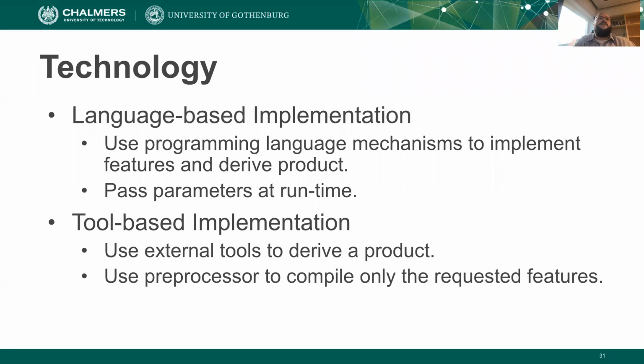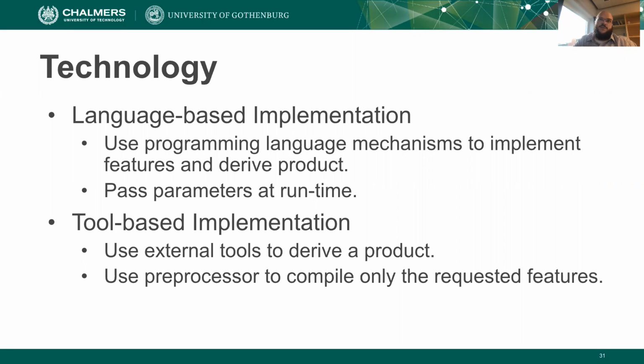The second choice we make is in terms of the technologies we use to implement variability. Technology-wise, there's really two main routes we can take. There are those that we implement using the mechanisms provided by the programming language itself, called language-based approaches, and those that are based in the tools that operate on artifacts externally to derive products. We call those tool-based approaches.